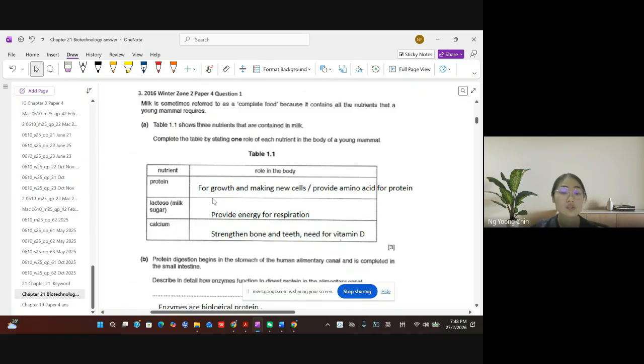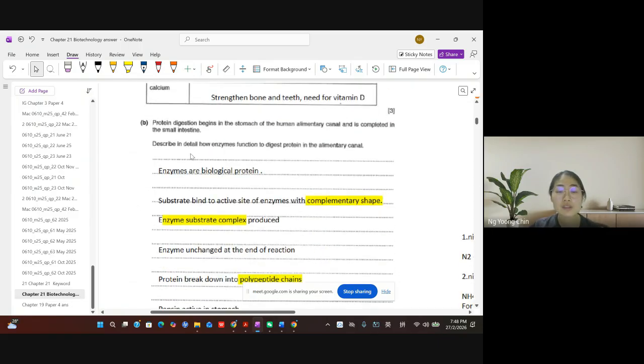Now you already know. And then this one: describe in detail how the enzyme functions to digest the proteins in the alimentary canal. So you need to start from where? The stomach, and then the small intestine. Enzymes are known as biological proteins, okay? The substrate will bind to the active site of the enzyme with complementary shapes. And then an enzyme-substrate complex is produced. The enzyme remains unchanged at the end of the reaction, and the proteins are broken down into polypeptide chains.